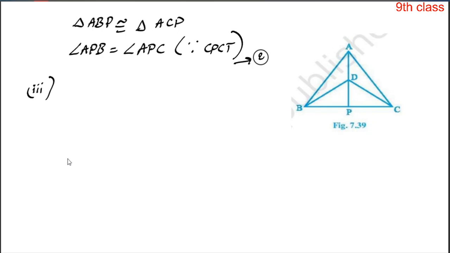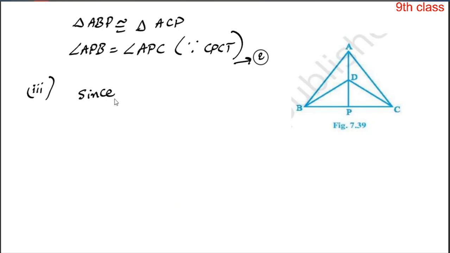Next, we prove AP bisects angle D. Already we proved AP bisects angle A in the first condition. Now we prove AP bisects angle D.